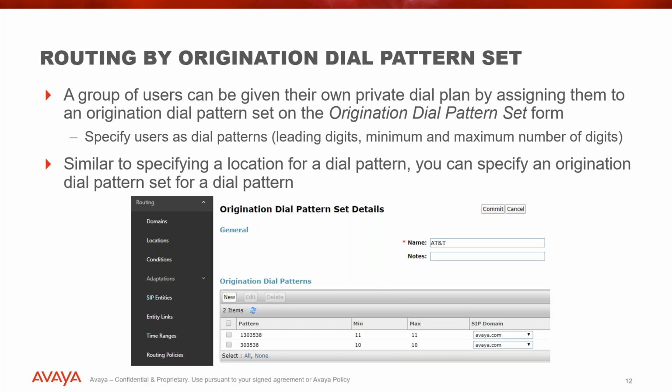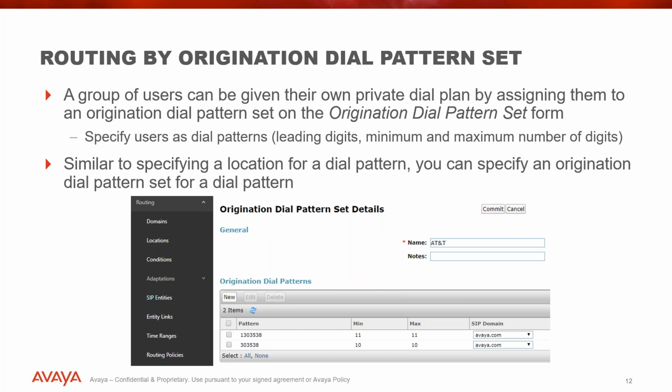Here's a relatively new feature, origination dial pattern set. This came in 8.0.1. We had some customers requesting this capability. And this basically lets you give a group of users their own private dial plan, even more specific than location, or actually spanning locations. So you could imagine a particular department wants their own dial plan, and maybe that department's not the only one at that location, or maybe that department spans multiple locations, whatever. You can lump users together and give them their own private dial plan using an origination dial pattern set.